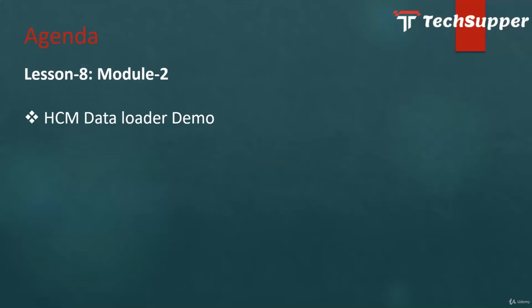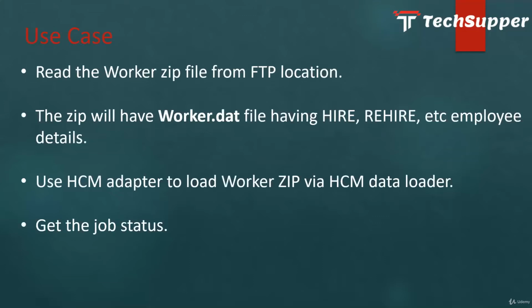In the previous video, we have seen how to create an HCM connection, and in this video, we are going to use the same. So in this video, we are going to execute one use case. We have an FTP location, which will be considered as a source location where the third party application will keep the zip file.